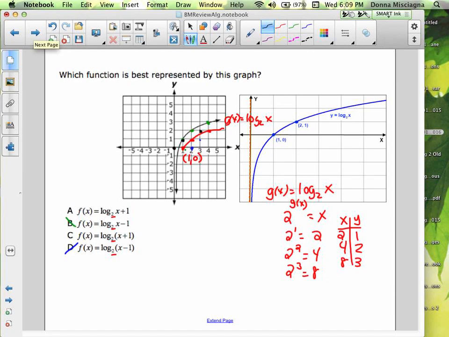So we're not moving right and left. We're moving up and down. And looks like maybe when they drew the graph here, maybe they were a slight bit off, because it definitely appears that all of our points are moving up 1. So then the correct answer is A, log base 2 of x plus 1. The whole function has just been shifted up 1. Okay, so just compare your base graph.